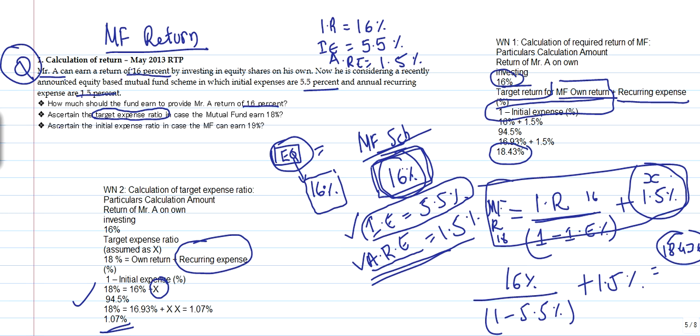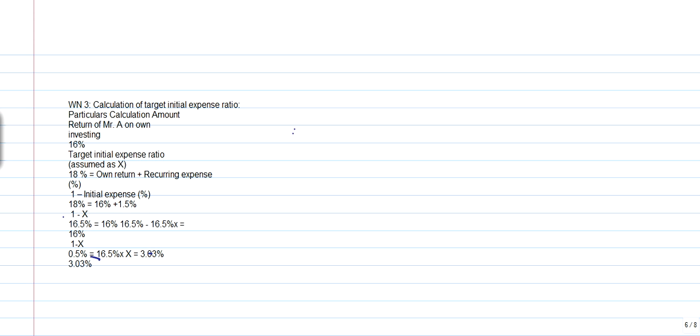Next calculation: ascertain the initial expense ratio. Now the initial expense ratio will be replaced as x and everything else is entered. Here it will come 19 percentage, then calculate, you will get 3.3 percentage. See here, own return is given, recurring expense is given, and 1 minus x, so x will be in the place of initial expenses.